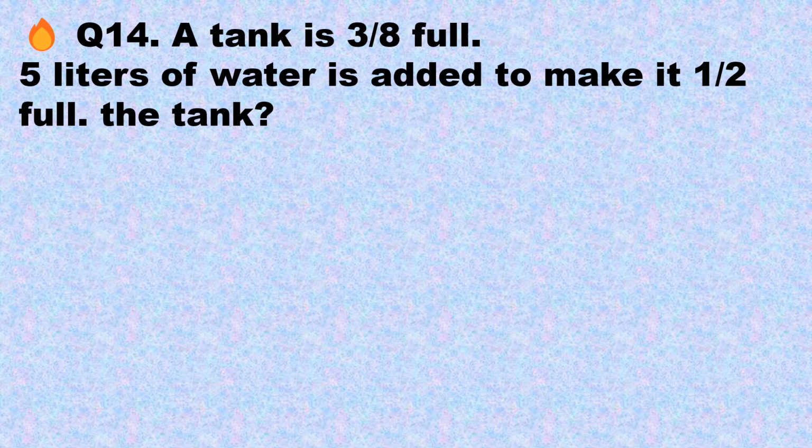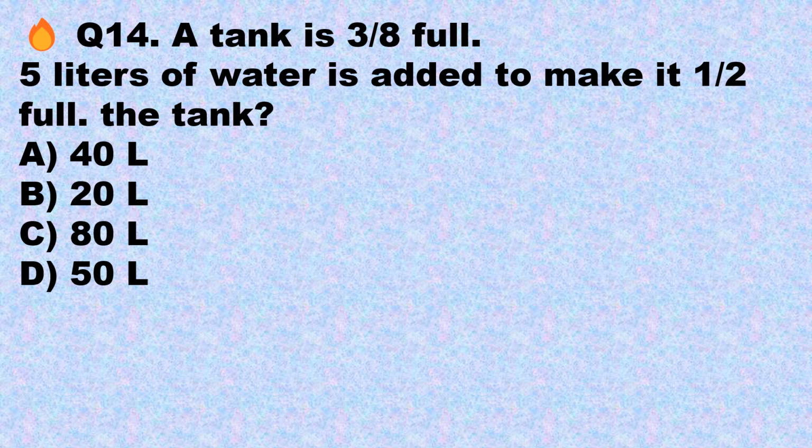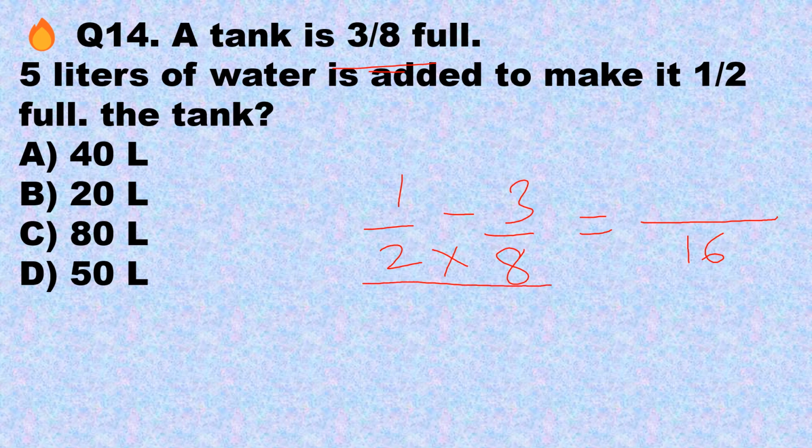A tank is 3 by 8 full. 5 liters of water is added to make it half full. Okay, so what is the capacity of the tank? Let's see how much water is added. 5 liters of water is added to make it half. So we can write this as half minus 3 by 8, because it was first 3 by 8 full, then 5 liters of water is added. So this will be equal to, we can divide by 16. See what you have to do? You have to cross multiply and multiply the denominators. So 8 minus 3.